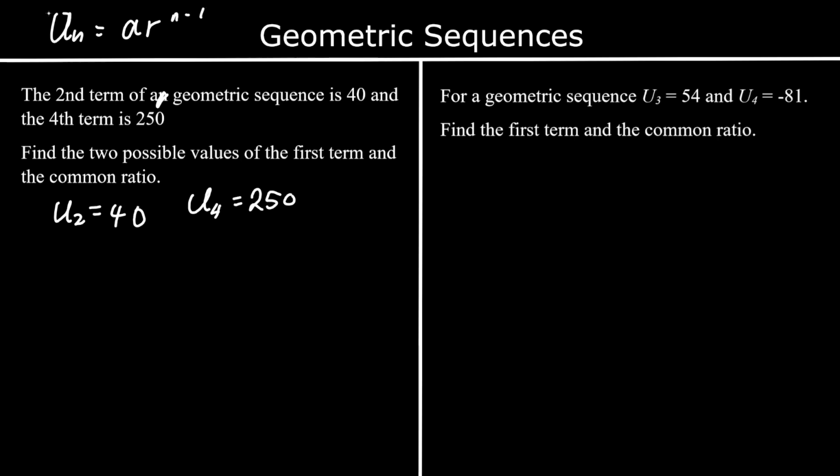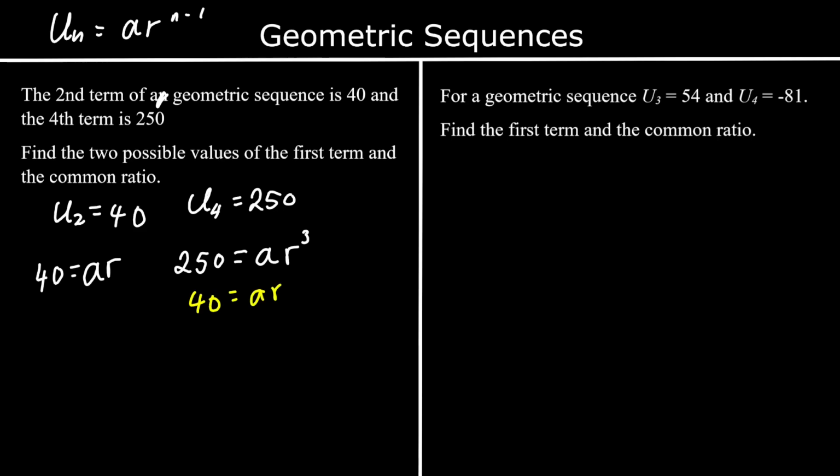So the second term is 40, and that's a r to the power of 2 minus 1, which is 1. So 40 is ar, and the fourth term, 250, is a r to the power of 4 minus 1, 4 take away 1 is 3. So we've got simultaneous equations here.